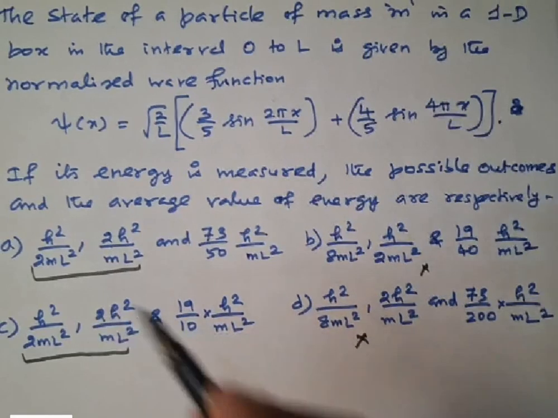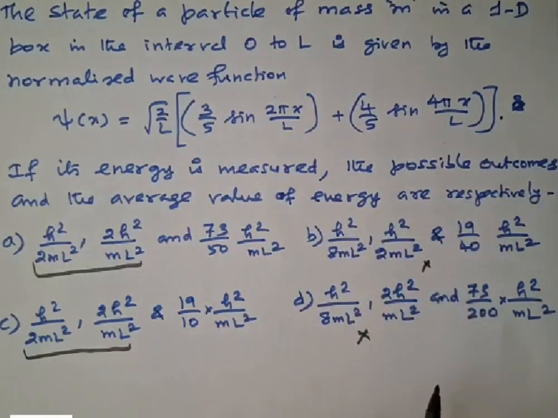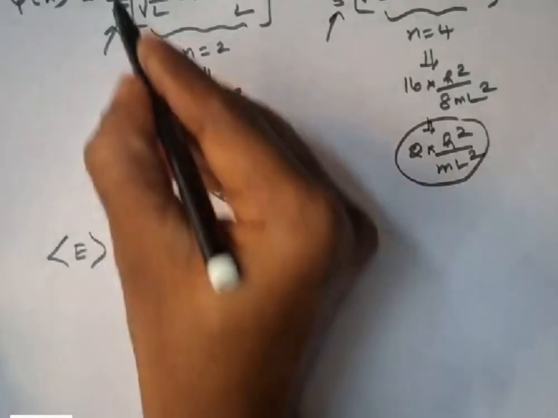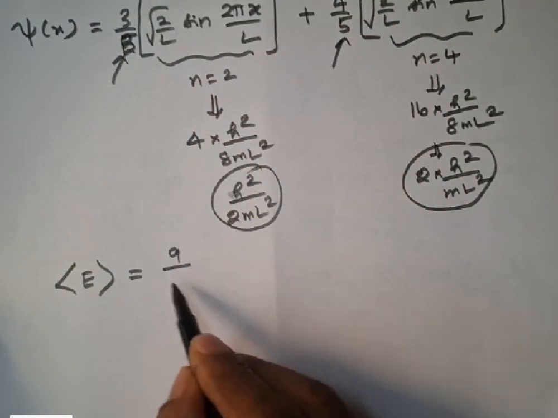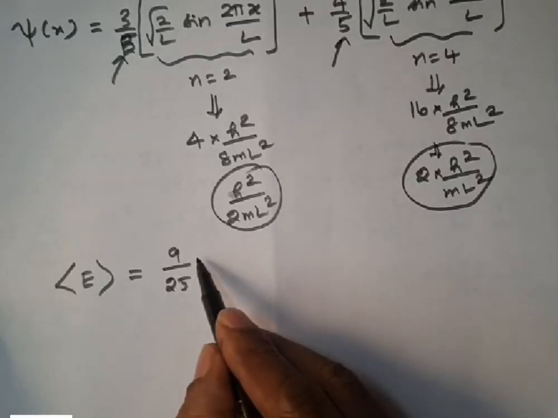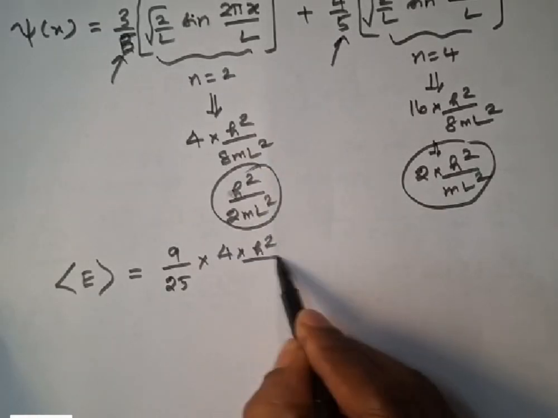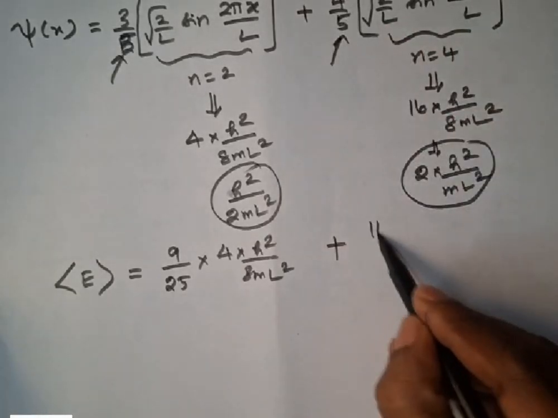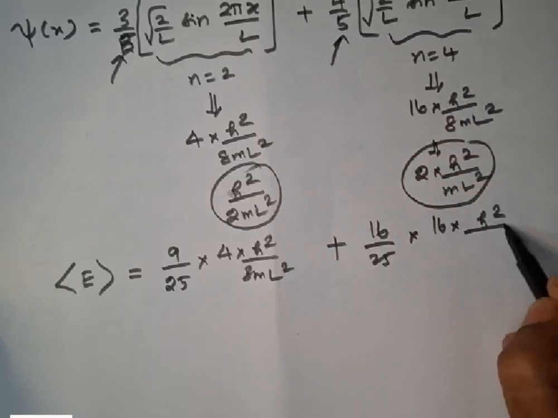Now these two are possible options, but since they have the same outcomes, we need to find out the average. So what's the average? We'll do that. Listen. Average energy is equal to square of the coefficient. Here the coefficient is 3 by 5. What is the square? 9 by 25. Square of the coefficient into the energy of that level, that is 4 times h square by 8 ml square, plus square of this coefficient, which is 16 by 25. Then the energy outcome for this level is 16 into h square by 8 ml square.